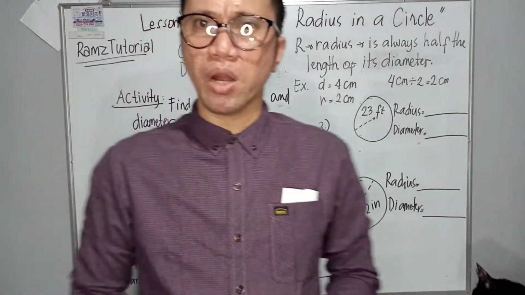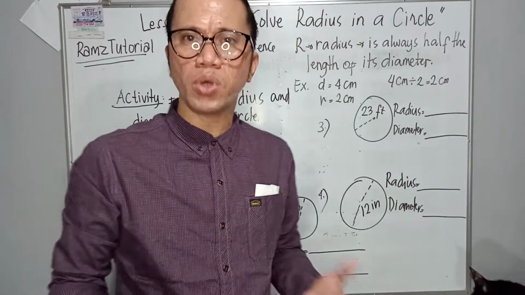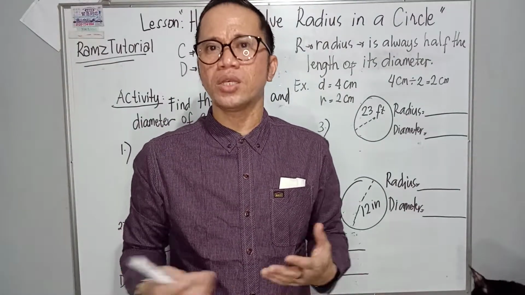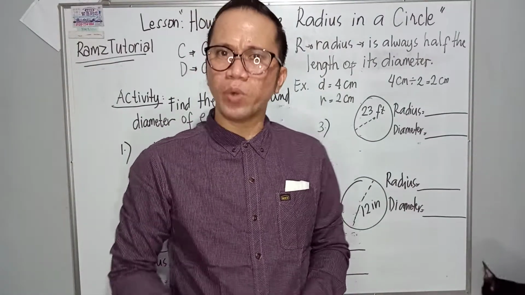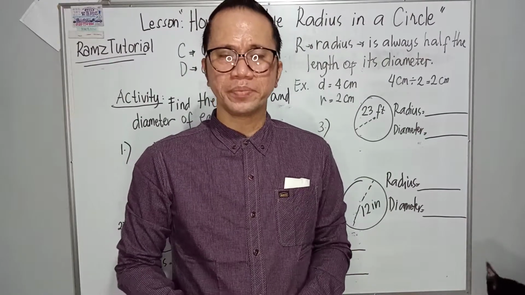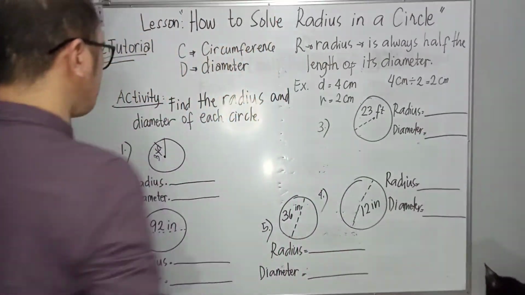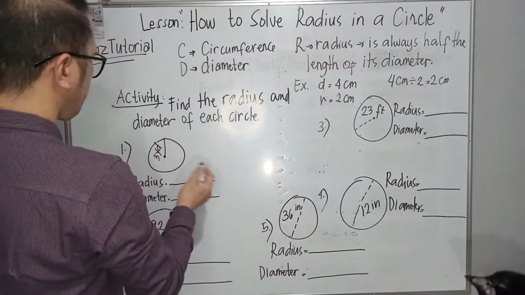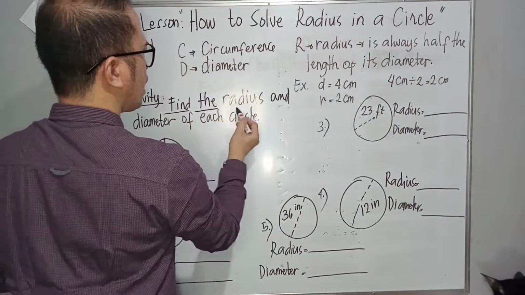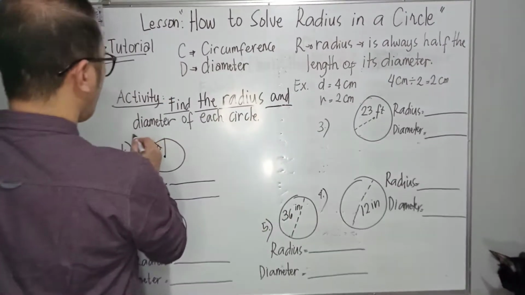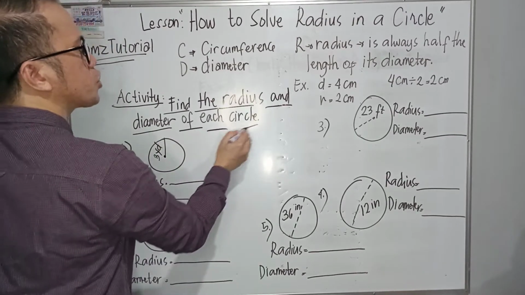What we're going to do here, I am going to show you how to solve the radius in each circle. Let's start with number 1. Here we have the direction that says, find the radius and diameter of each circle.